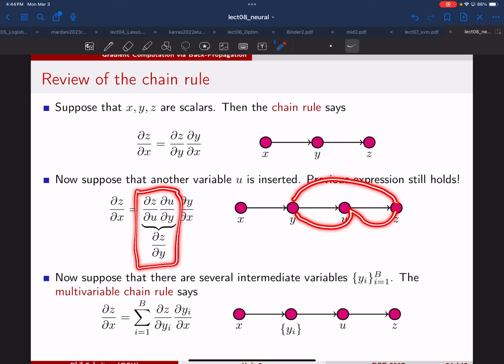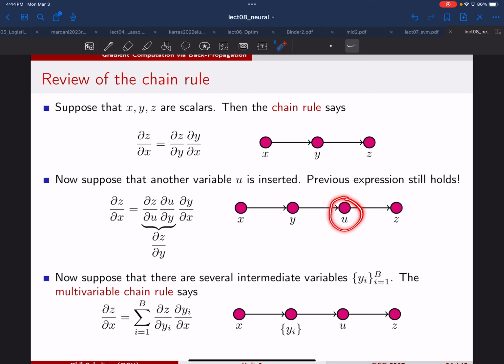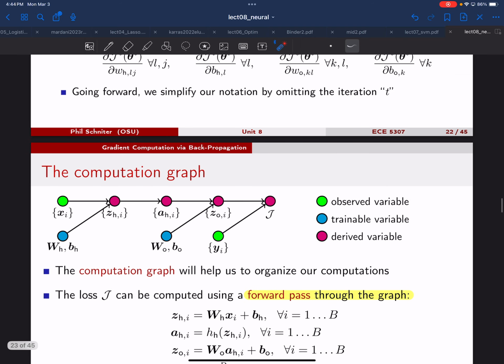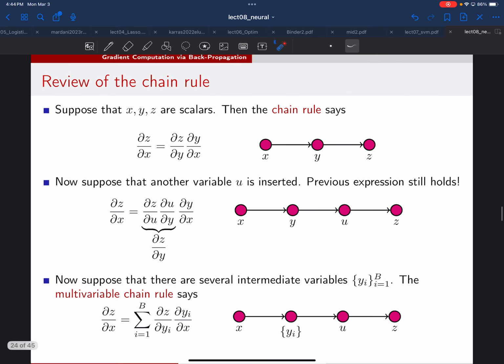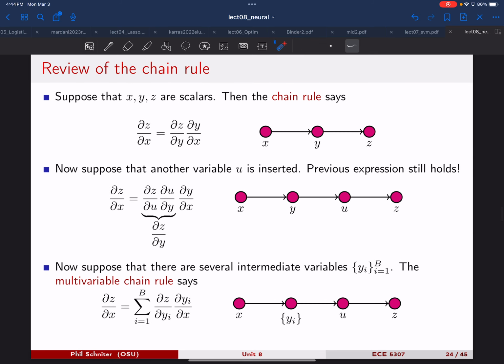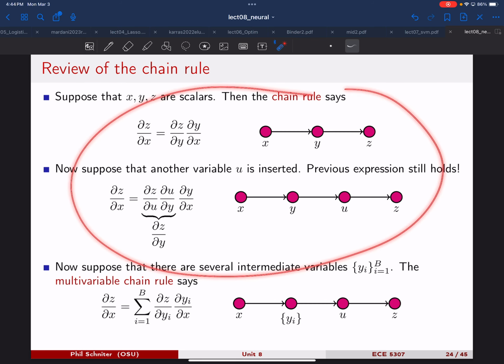So that means that you're allowed to skip over these nodes when doing the chain rule. You can just do dz dy dy dx. You can involve this if you want, but you don't have to. So that's going to help us a lot when we have this big computation graph. We're going to be able to skip over things if we want. Okay. Any question on anything so far?